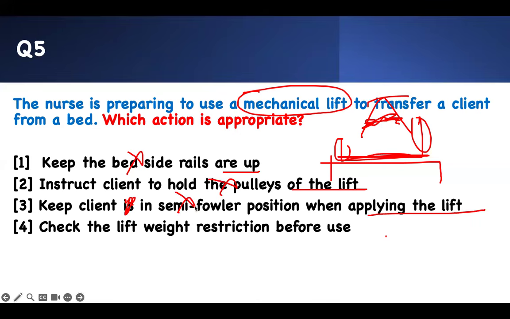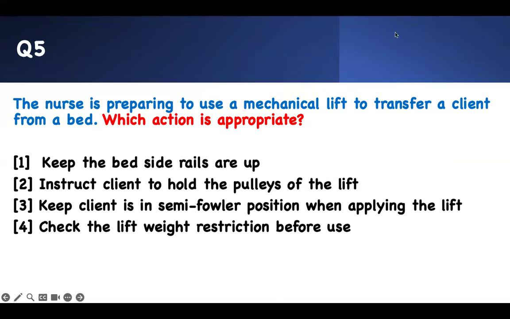Test taking strategy. Number 4 is the right one. Check the lift weight restriction before use. Yes, the patient is 500 pounds and the lift can carry 300. We have a problem. So this is number 4. This is the right answer.